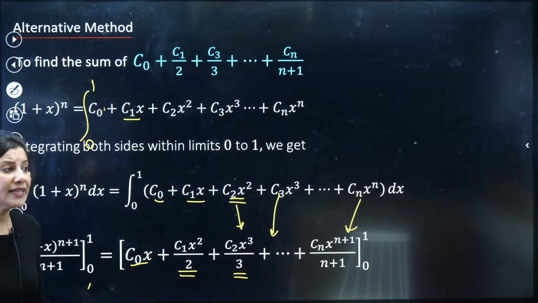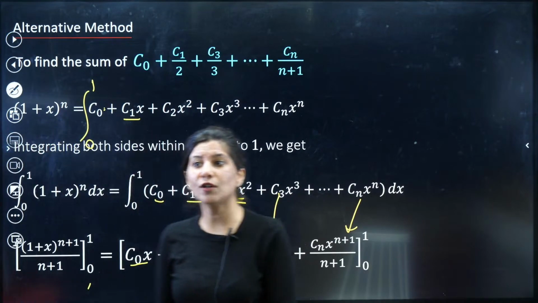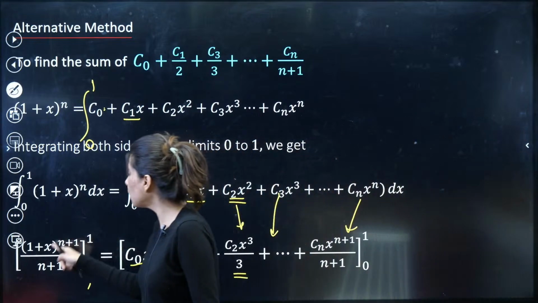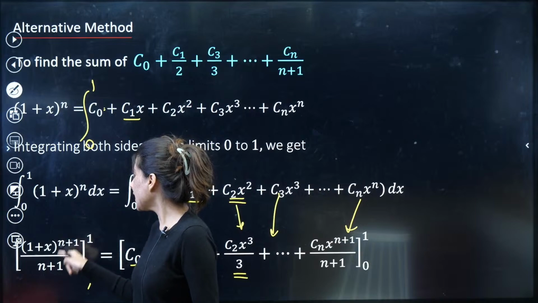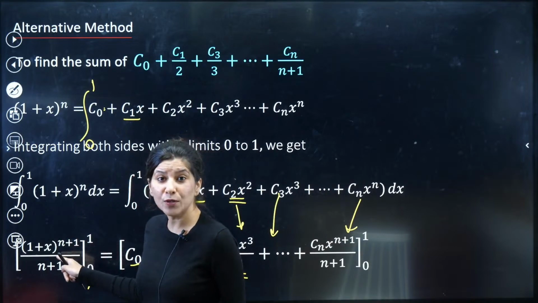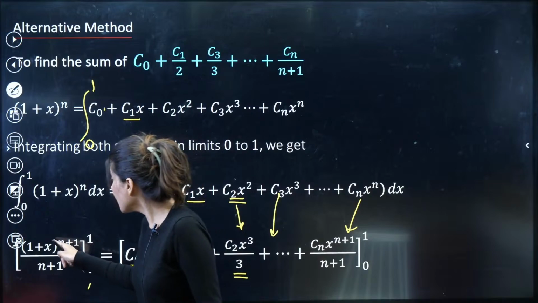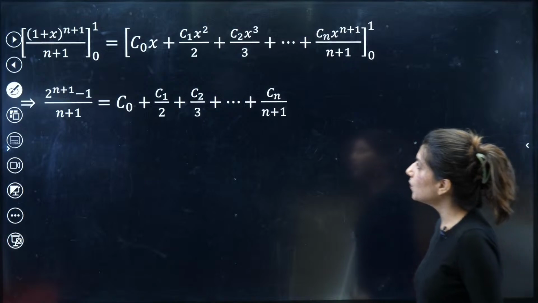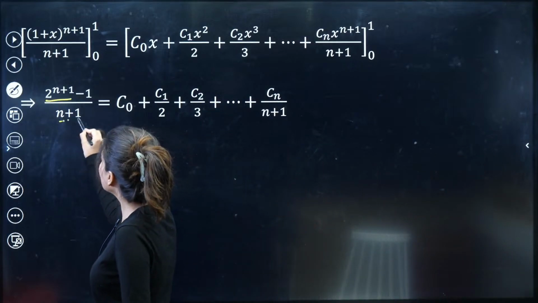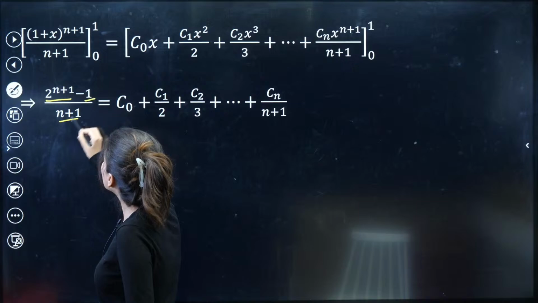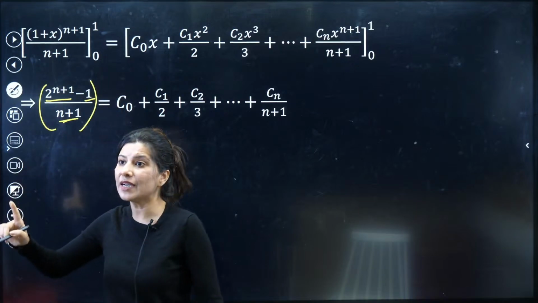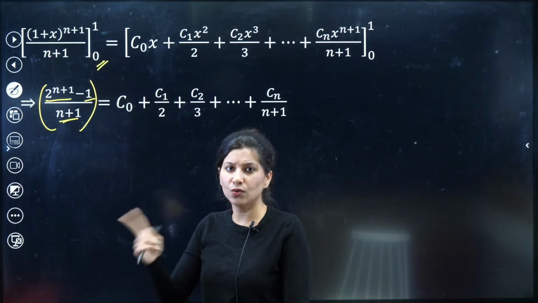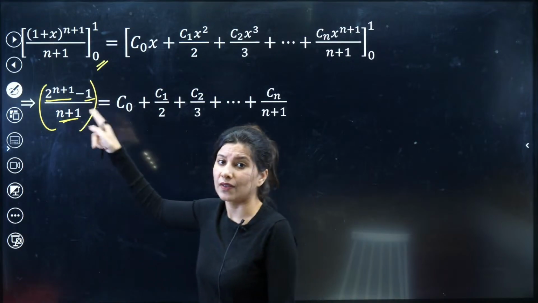Now, this step, please solve very carefully. Now you have to put the upper limit and lower limit. The moment you put 1 over here, what do you get? 2 raised to power n plus 1 upon n plus 1. The moment you put 0, you will still get something: 1 upon n plus 1, right? So the upper limit gives 2 raised to power n plus 1 upon this, and the lower limit gives 1 upon this. So this is your left hand side, because sometimes you just forget putting 0. You feel, okay, 0 means 0. No. 0 means something, right?